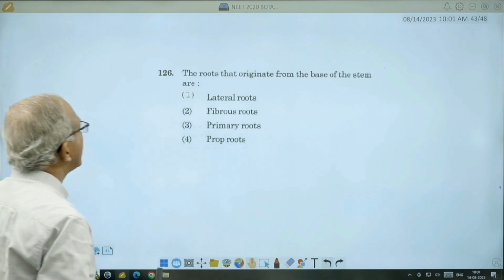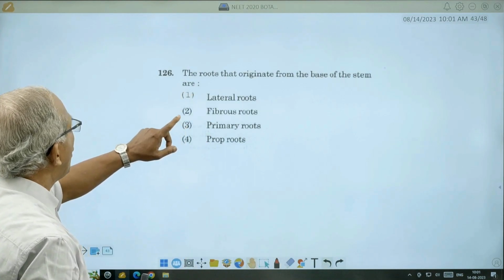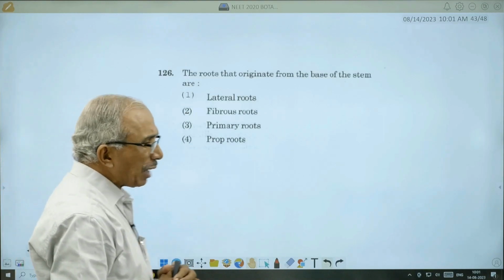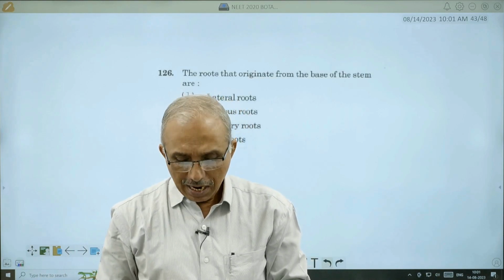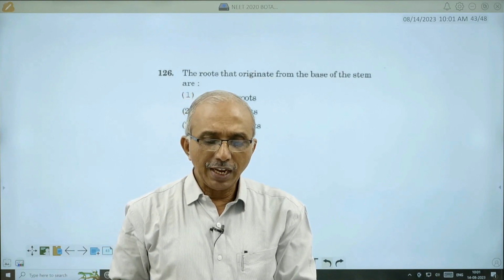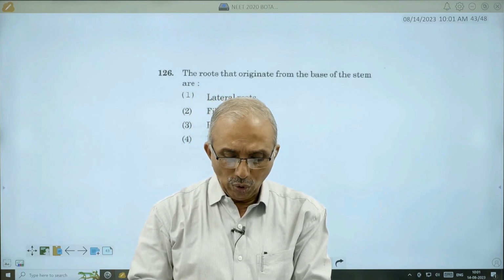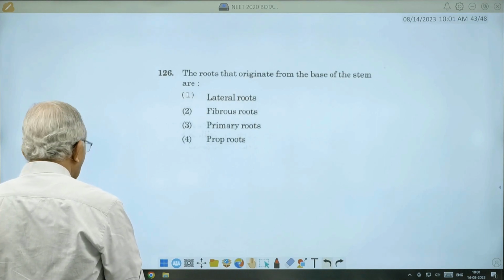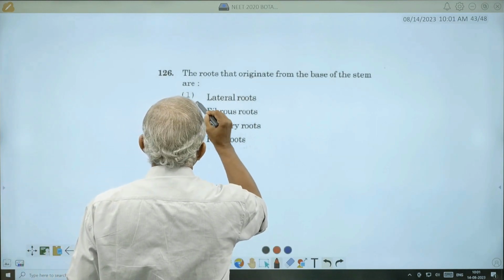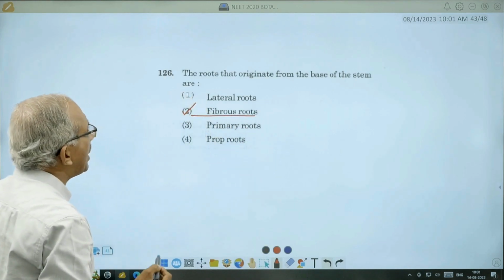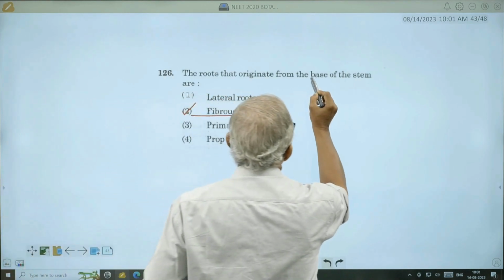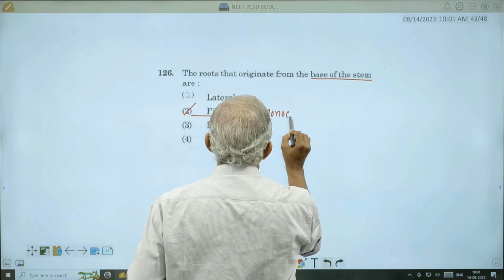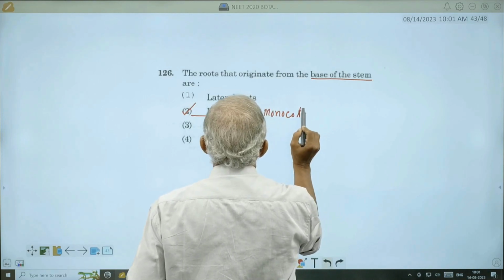The roots that originate from the base of the stem. There are two types of root system, fibrous and taproot system. In monocot stem, the roots originate from the base of the stem. These roots are called fibrous roots, and they are present in the monocot.